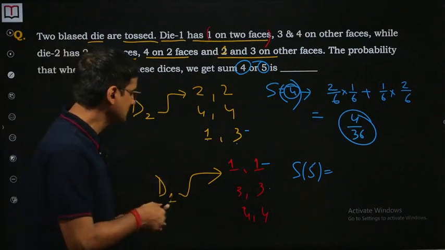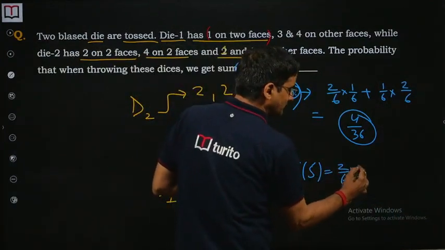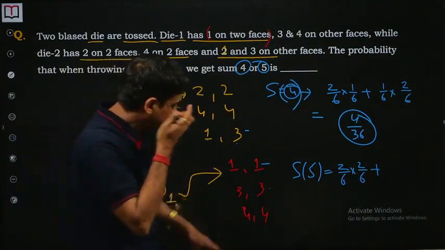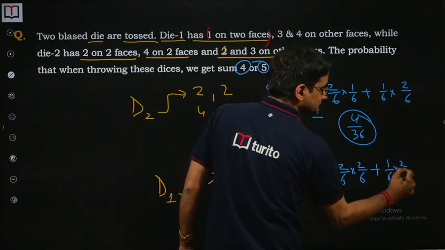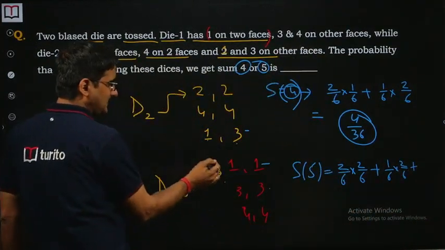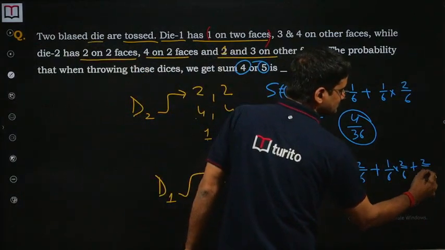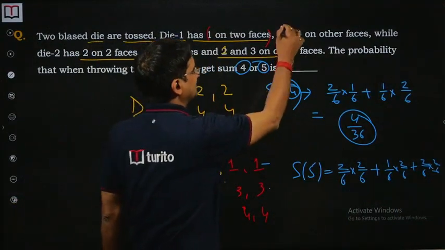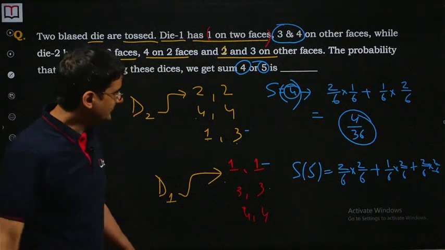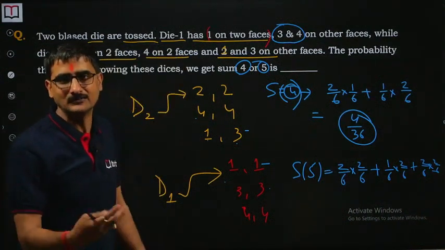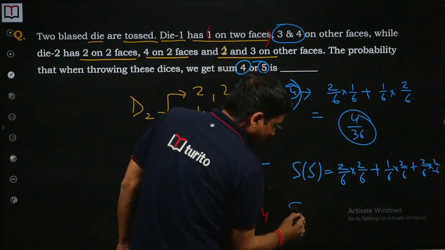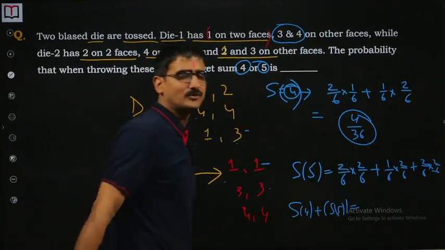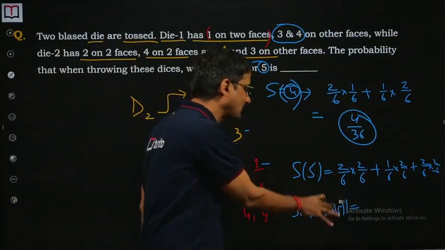So the 2 3 combination is 2 by 6 into 2 by 6, plus the 1 4 combination, which is 1 by 6 and 2 by 6. So according to the given data, 3 and 4 are on two faces each. Then what we need is an either-or situation, where we add up the probability, because there is nothing common between the two.